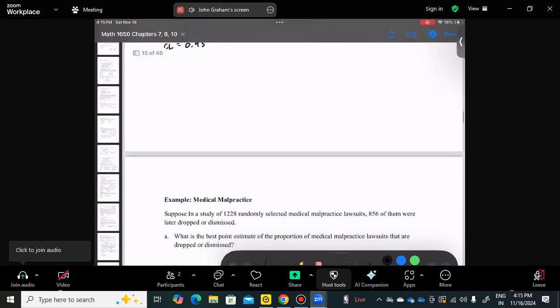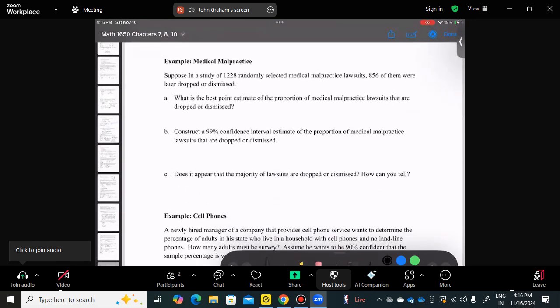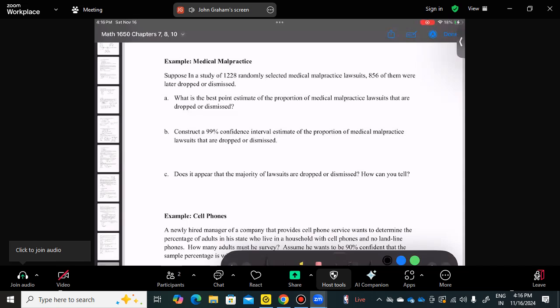Alright, so we've got a few more to go. We're going to really start jumping around here in different types of problems, and we're going to go into a little bit of detail on these problems. Suppose in a study of 1,228 randomly selected medical malpractice lawsuits, 856 of them were later dropped or dismissed. What is the best point estimate of the proportion of medical malpractice lawsuits that are dropped or dismissed?